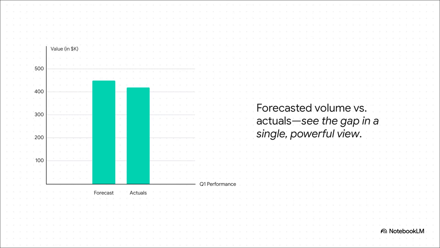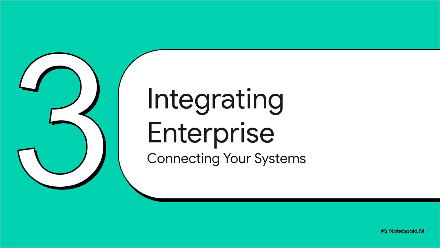And boom, this is what you get. Just like that, you're not guessing anymore. This one chart gives you a super clear month-by-month view of your forecast versus what's actually happening. You can see instantly where you're crushing it and where you're falling behind, which means you can make smarter decisions fast.